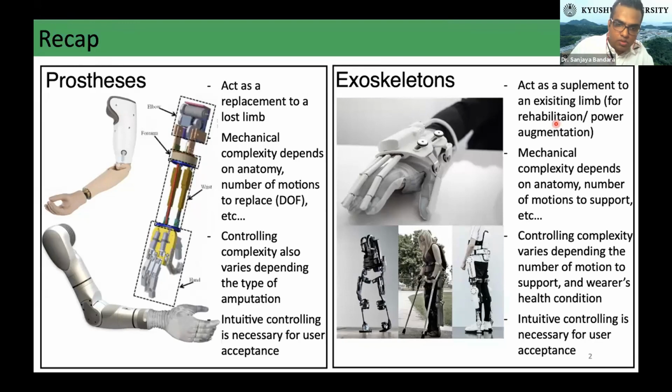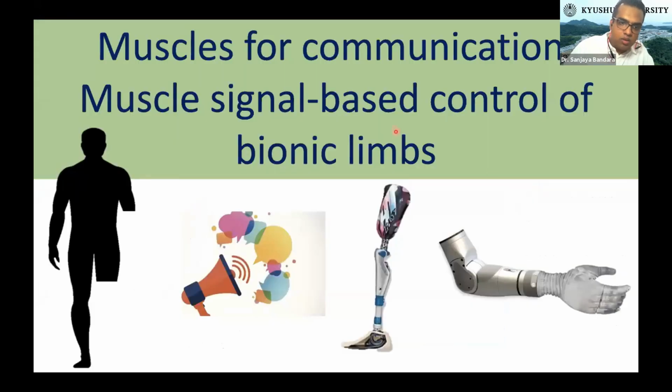So moving on to today's topic: muscles for communication, muscle signal-based control of bionic limbs. So what is communication? Communication is conveying a message from one place to another place. And importantly, when we healthy persons communicate, we use speech for basic communication, as I'm talking right now. But inside the body, there is a different mechanism developed for these communications.